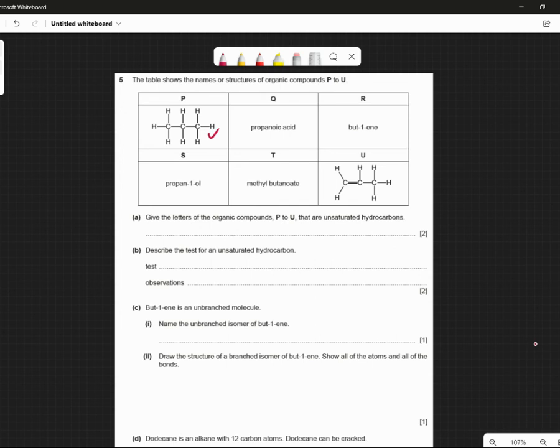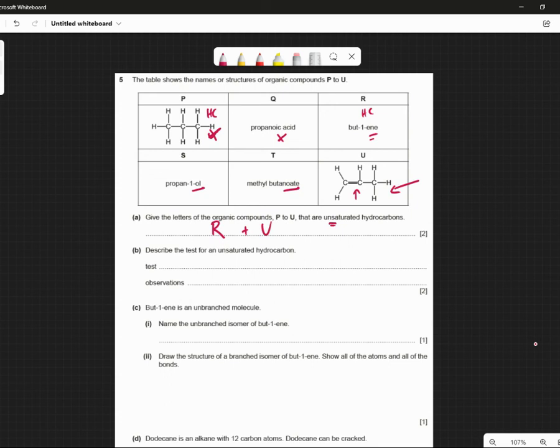Well, that's saturated. This is not a hydrocarbon, is it? Unsaturated means it has a double bond. So this is saturated. It is a hydrocarbon, but it's saturated, so this is not the answer. This is not a hydrocarbon. But but-1-ene is a hydrocarbon, and it is an unsaturated one. So R is an unsaturated hydrocarbon. Propanol isn't a hydrocarbon. An ester isn't a hydrocarbon. This guy is a hydrocarbon. There's a double bond there, and that means it's unsaturated. So that's U. R and U.